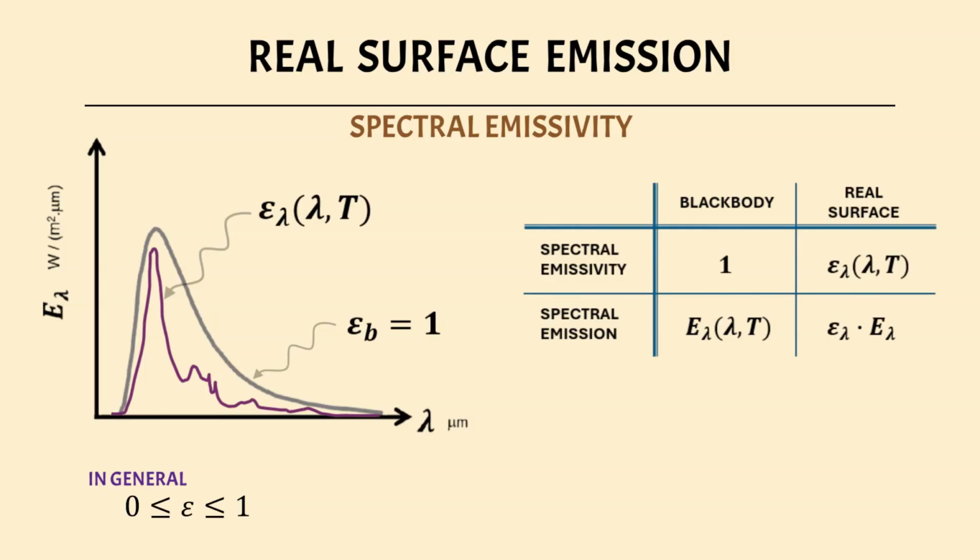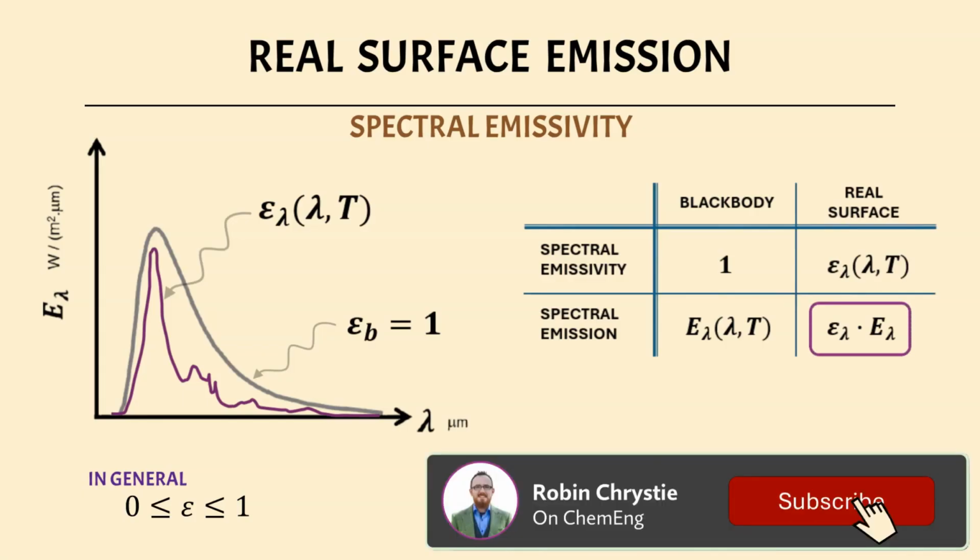So instead of a smooth Planck distribution, real surfaces exhibit jagged, irregular spectra. To determine the actual emission at any wavelength, we multiply the blackbody spectral intensity, E lambda, by the emissivity, epsilon lambda. This gives each material a distinct spectral signature, which must be accounted for when modeling radiative heat transfer from real surfaces.